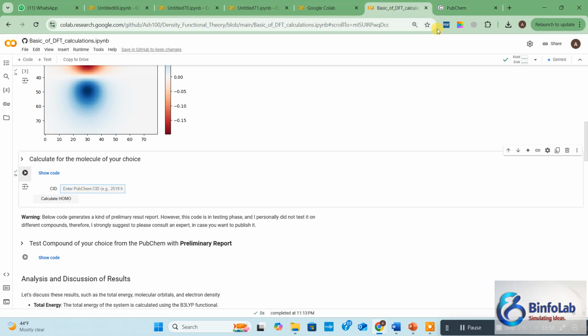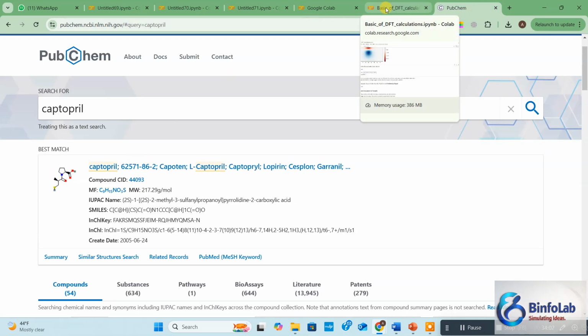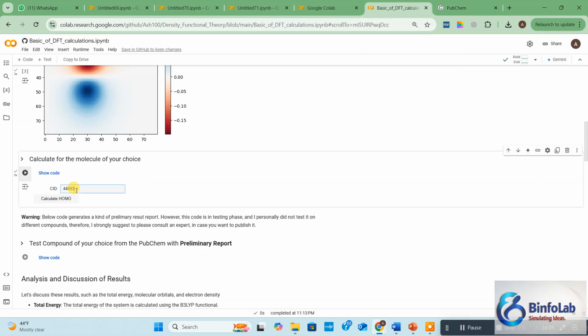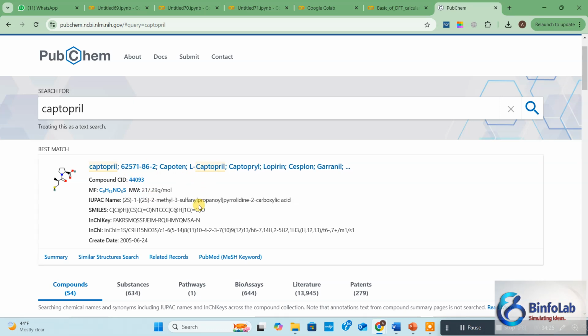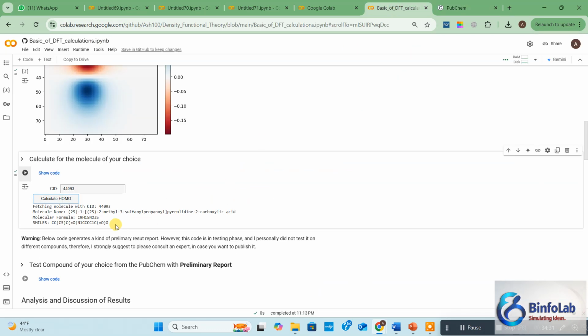Okay, 44093. Now what you will do, click here, calculate HOMO, and then wait for some time. It will fetch the molecule from PubChem. It says that this is the molecular name. I call it captopril, but the exact name is this one, the IUPAC name. You can read here, and the code is smart enough to pick it, and then this is the molecular formula. This is a SMILES.